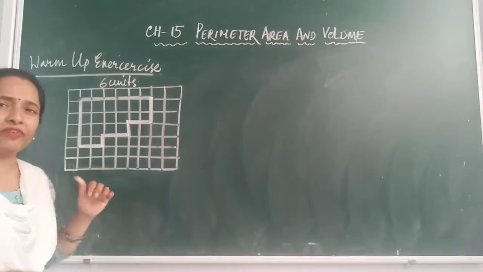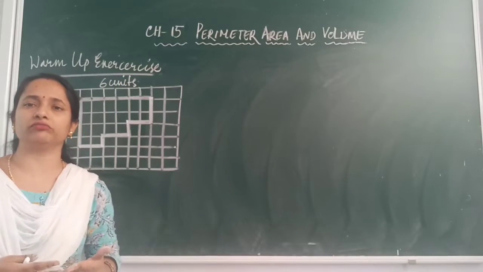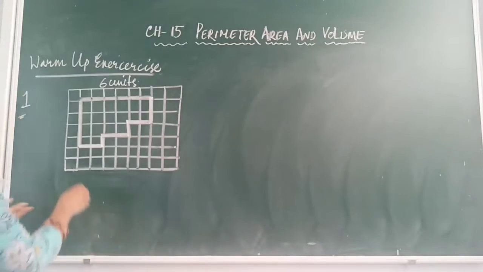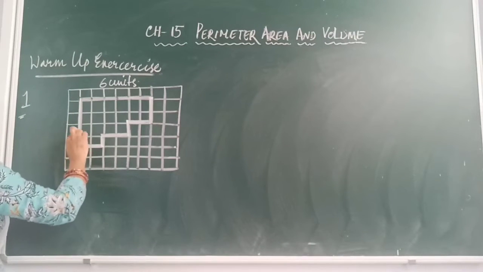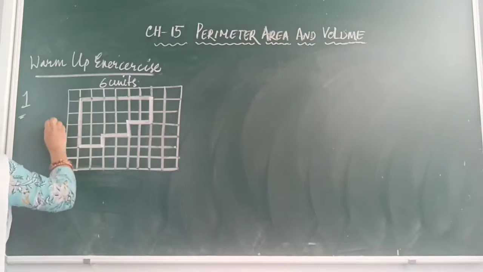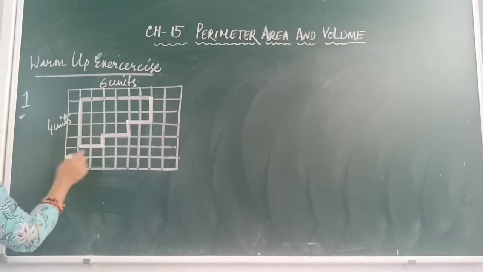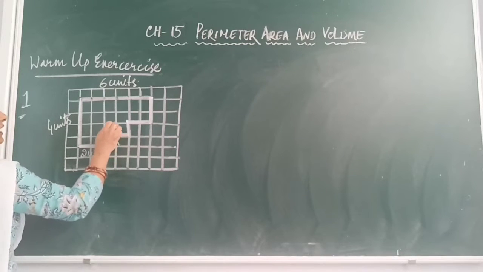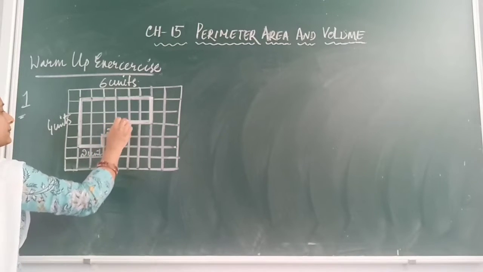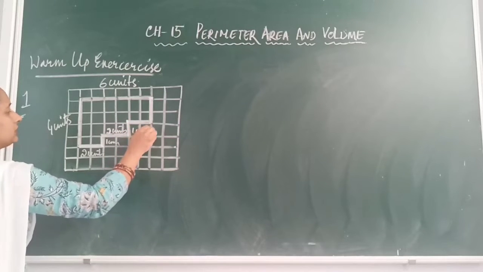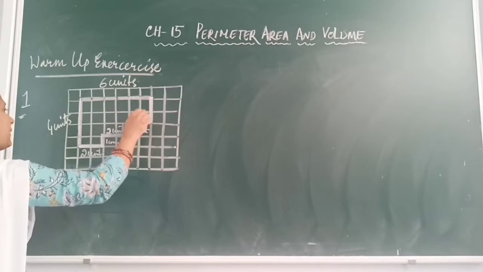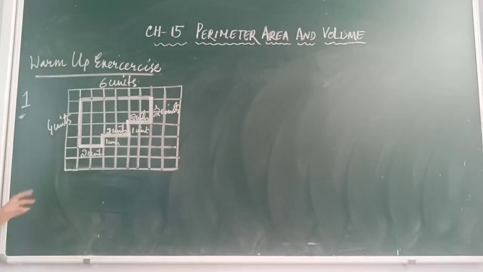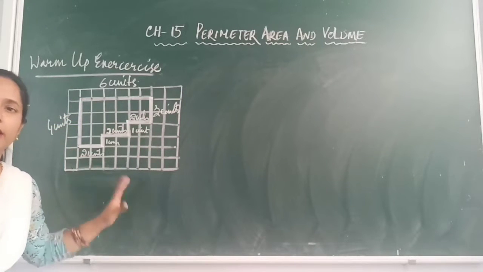We are not mentioning whether it is centimeters, meters or millimeters. Why? Simply you can write it as units. The units can be anything. Now, along this side, how many units does it have? 1, 2, 3, 4 units. Here it has 4 units. Here 2 units. Here 1 unit. Here again 2 units. Again 1 unit. Here 2 units. Whereas here also 2 units. So we have understood the lengths of each side.